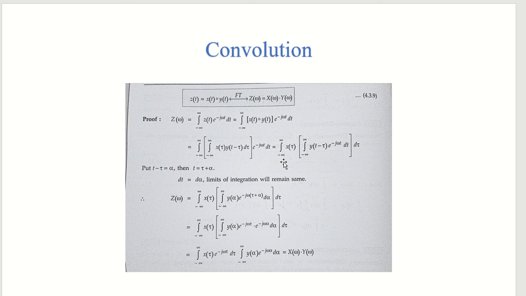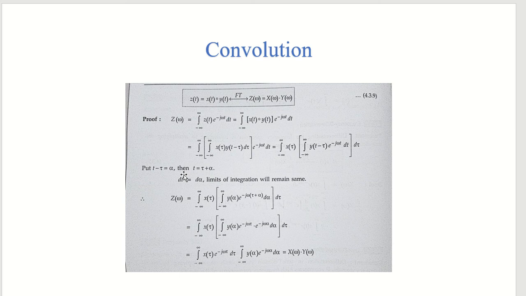So here what we will do, we will take t minus tau is equal to alpha, and then t is equal to tau plus alpha, right? And we will substitute those values in the formula of Z omega. And when we take the differentiation of this term, we will get d tau is equal to d alpha, dt is equal to d alpha, right?